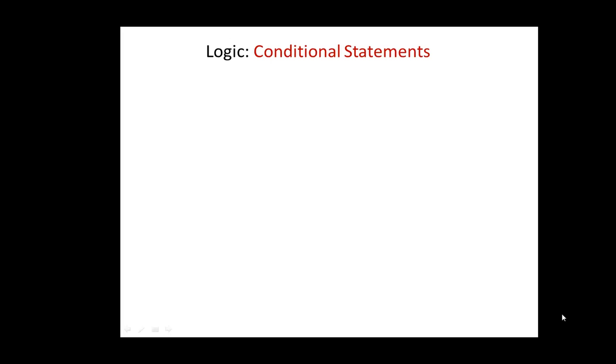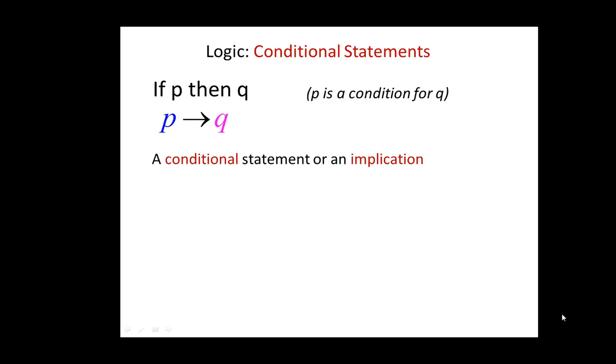This video is about conditional statements. If P then Q is a conditional statement, it means that if we have P, then we also must have Q. P is the condition for Q. We use the arrow to show this. We call it a conditional statement. We also call it an implication.